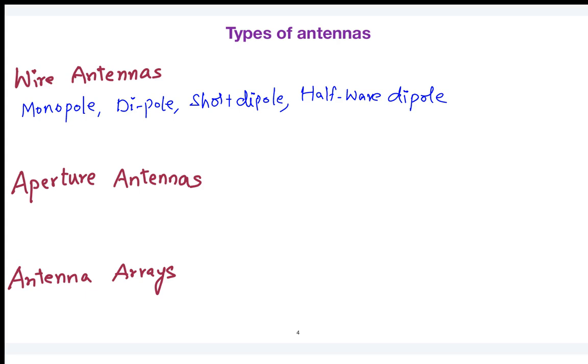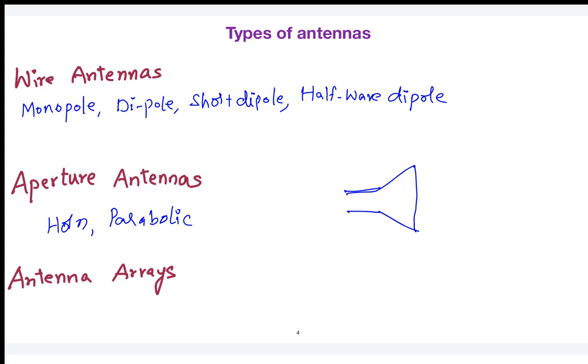So when it comes to the aperture antenna, somebody has already replied here, right? Earlier, horn antenna and parabolic antenna. So those are called your aperture antennas. Typically, horn antennas and parabolic antennas are widely used in satellite communication and radar communication when you are operating at gigahertz frequencies. Okay, so in that case, what will happen? An aperture antenna is the same as a kind of waveguide structure. So this is how your horn antenna looks like.